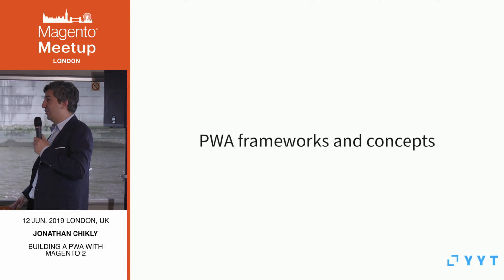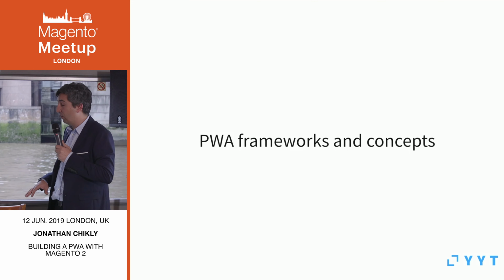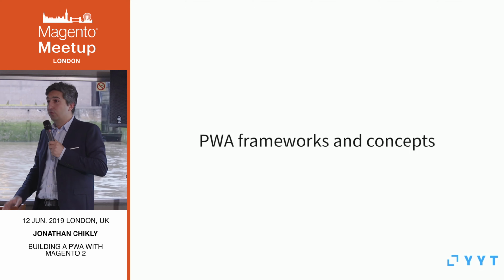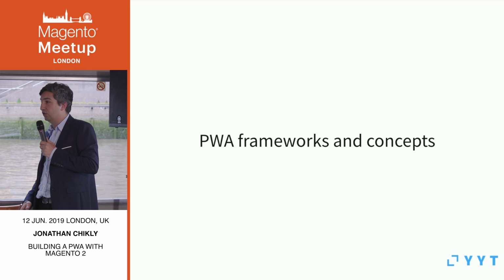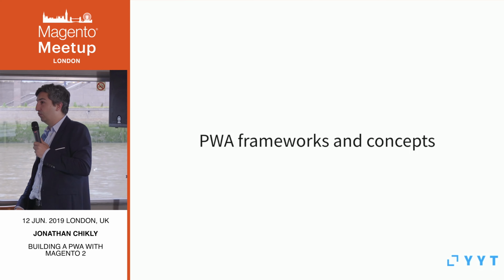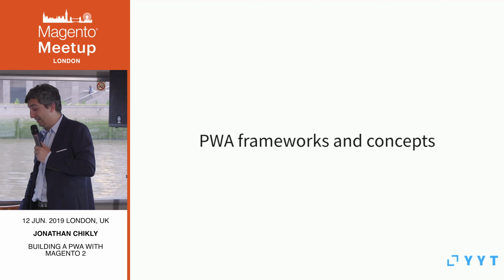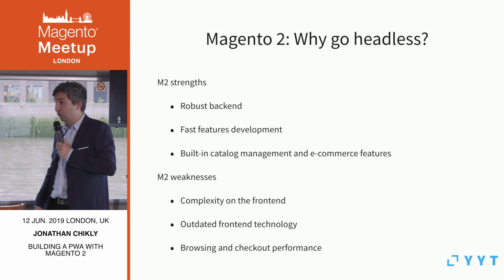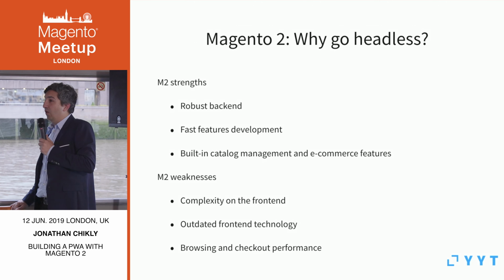Which leads to our next section. Now that we've seen what a PWA is, and what the main user experience and technical requirements are, we're going to review quickly whether it would be relevant in the context of Magento and e-commerce, and we're going to see briefly the main frameworks currently available to build PWA websites with Magento 2. So the first slide is about why go headless with Magento 2.